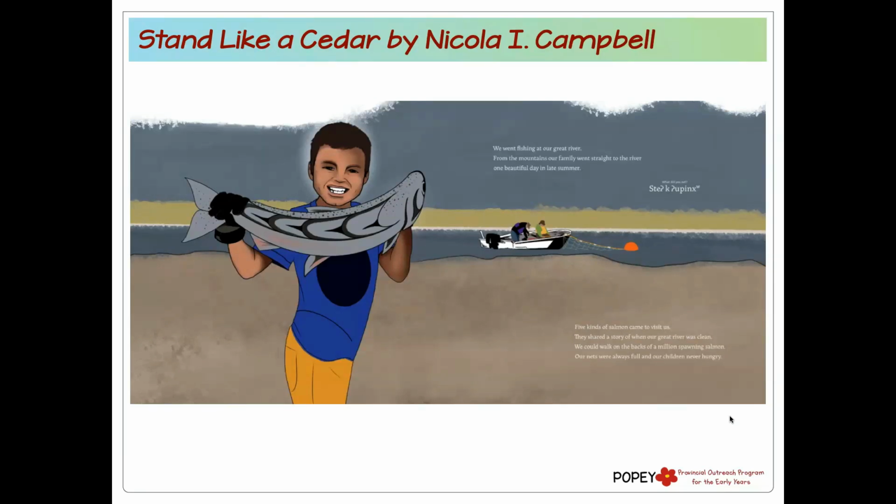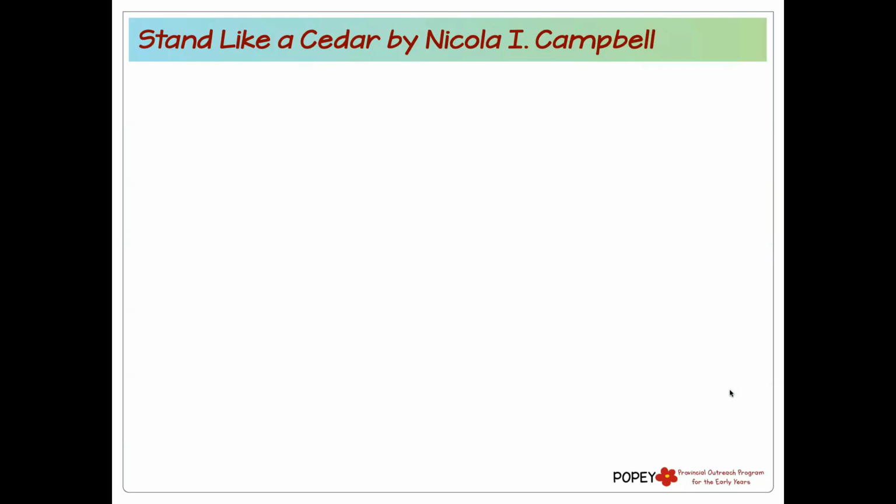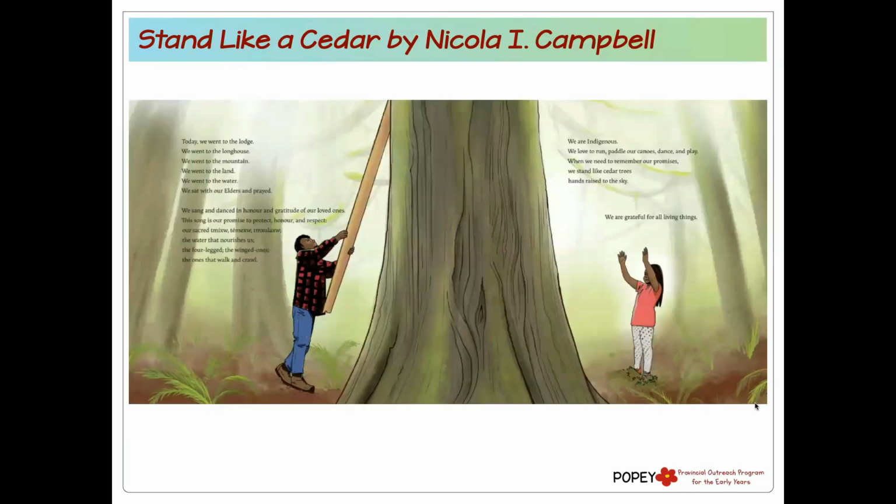They shared a story of when our great river was clean. We could walk on the backs of 1,000,000 spawning salmon. Our nets were always full and our children never hungry. Today we went to the lodge. We went to the longhouse. We went to the mountain. We went to the land. We went to the water. We sat with our elders and prayed. We sang and danced in honor and gratitude of our loved ones.